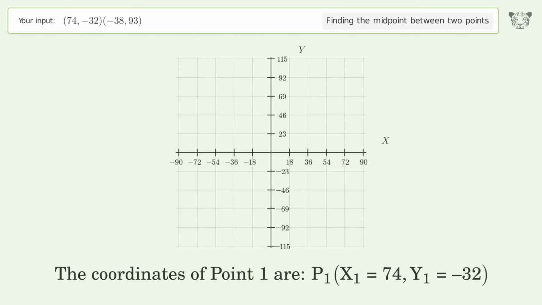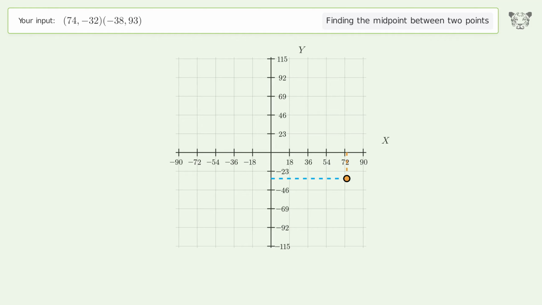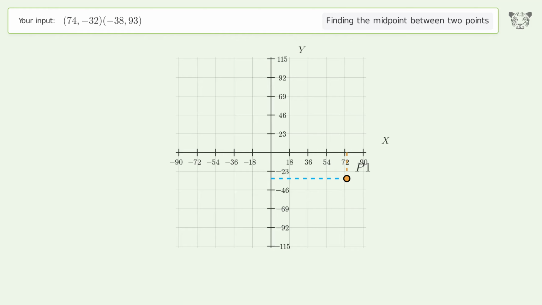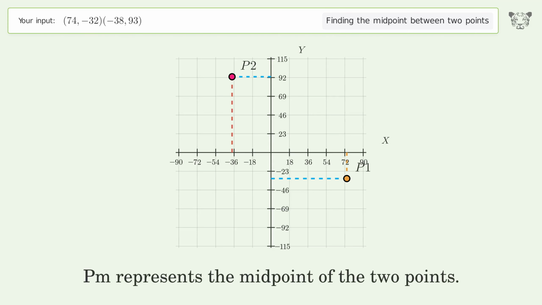The coordinates of point 1 are x1 equals 74, y1 equals negative 32. The coordinates of point 2 are x2 equals negative 38, y2 equals 93. PM represents the midpoint of the 2 points.